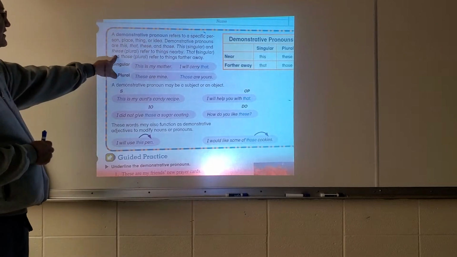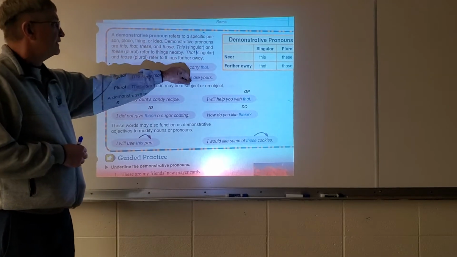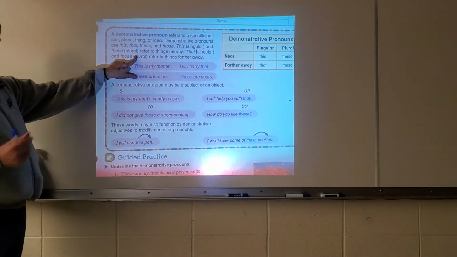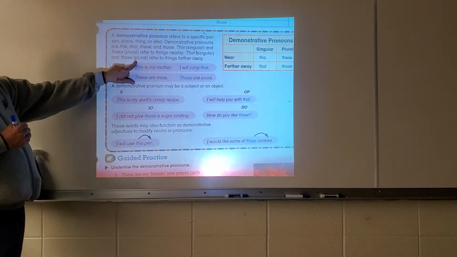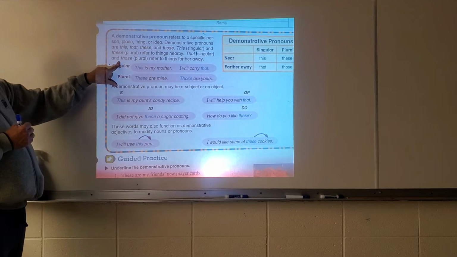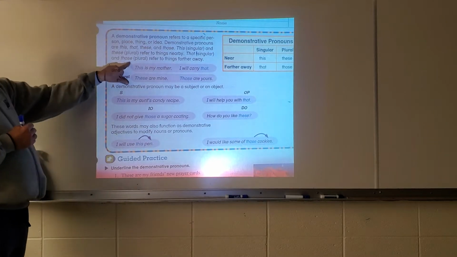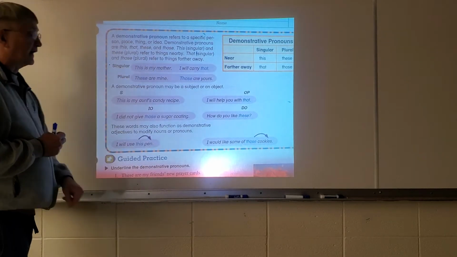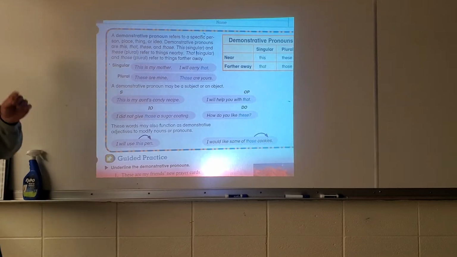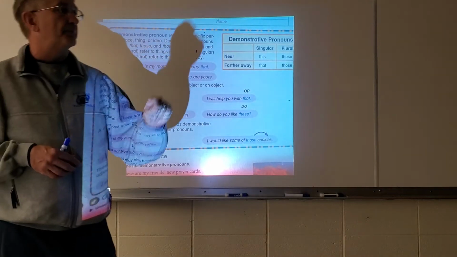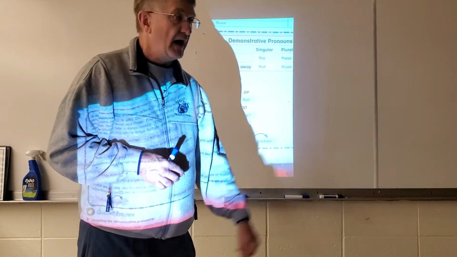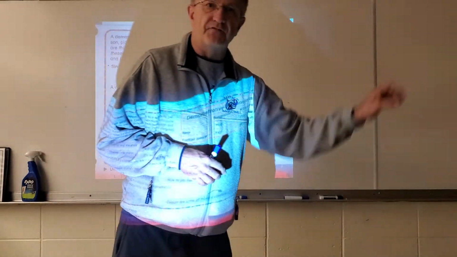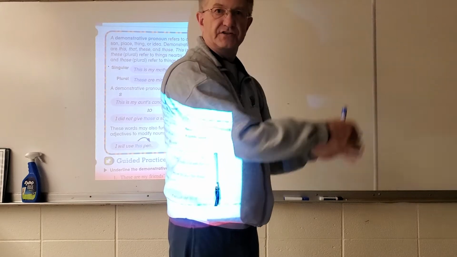This singular and these plural refer to things nearby. In other words, when I said, this is mine, it refers to things that are close to you. That singular and those plural refer to things farther away. If I point over to the cupboard and say, that drawer of candy is mine, I'm pointing to something that's further away from me, in a different direction, off in the distance.